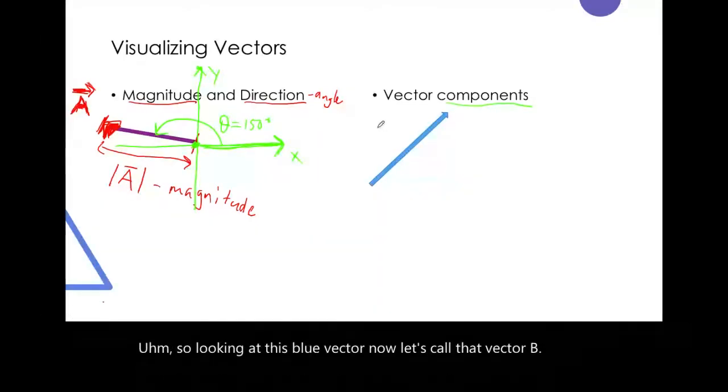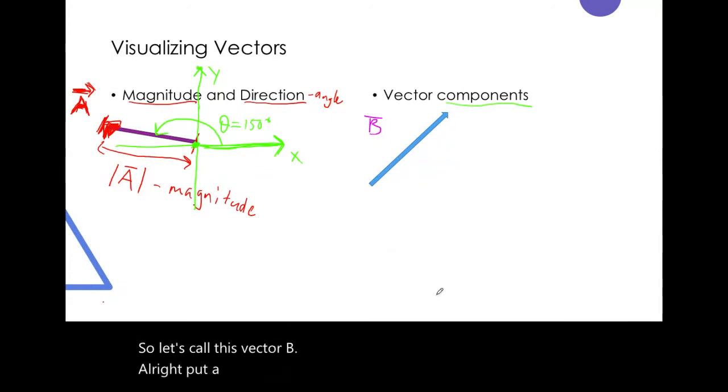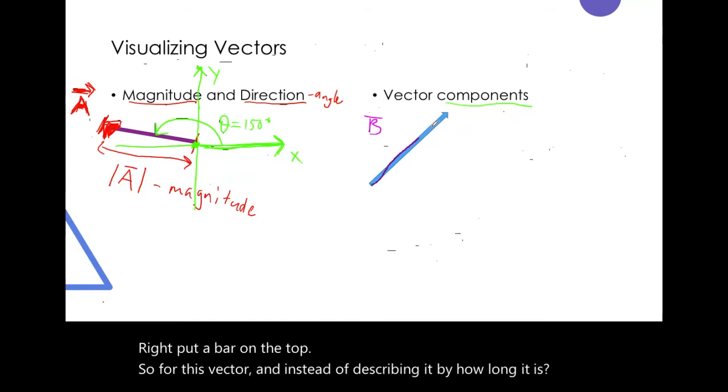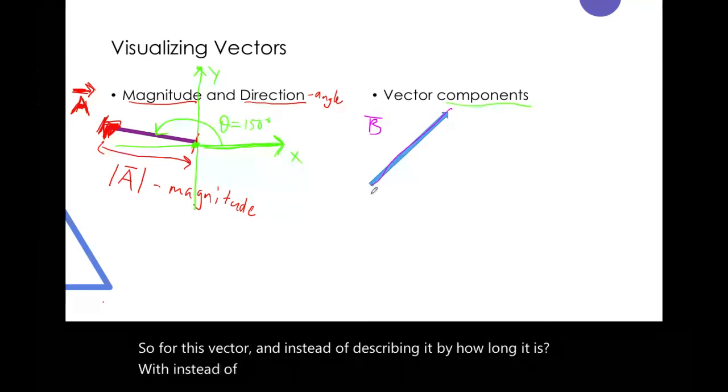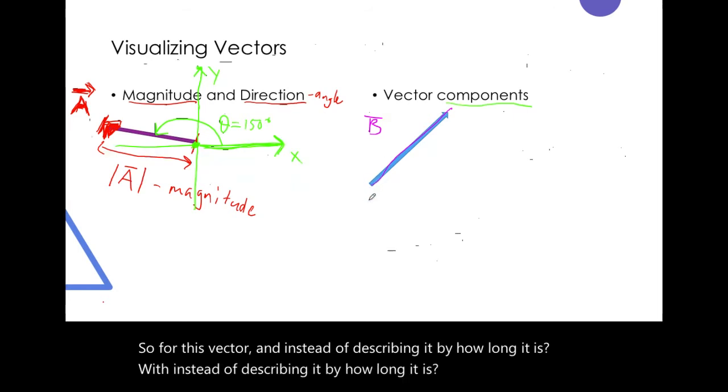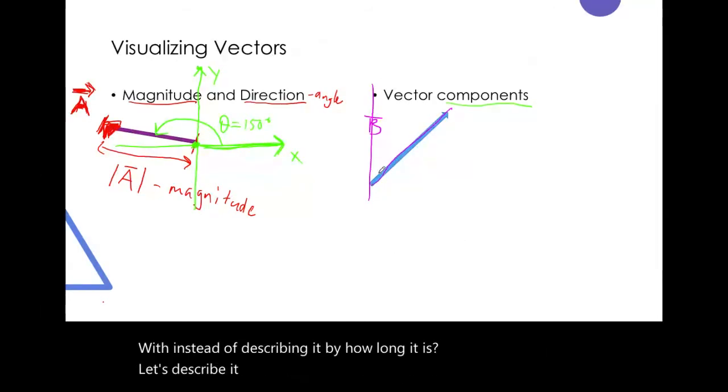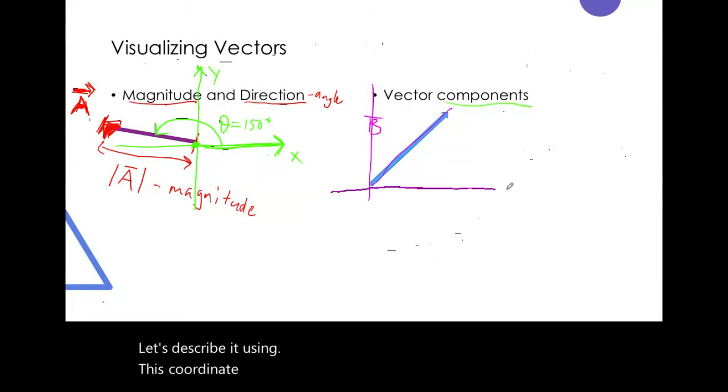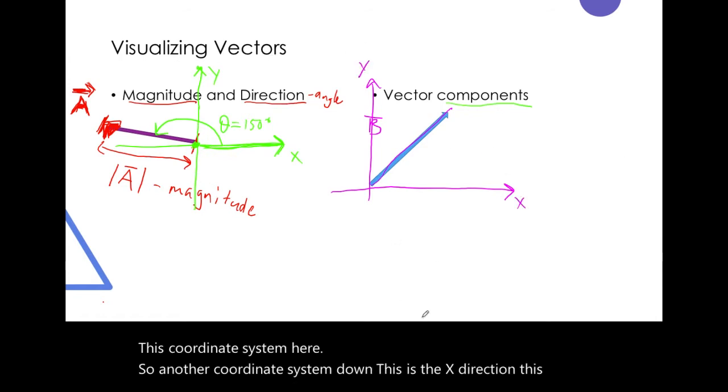So let's call this vector B. Put a bar on the top. For this vector, instead of describing it by how long it is, let's describe it using this coordinate system here. So put another coordinate system down. This is the x direction, this is the y direction, right?